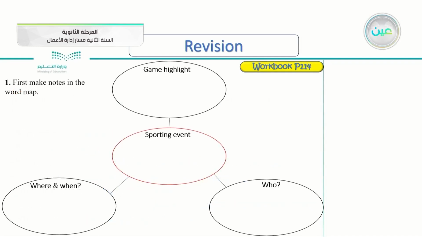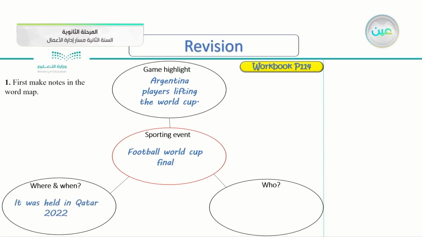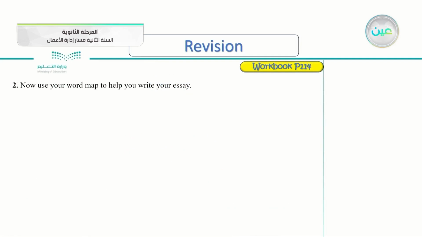So I made here, first make notes in the word map: sporting event, game highlight, who and where and when. So the sporting event is the Football World Cup final. Game highlight, Argentina players lifting the World Cup. Where and when? It was held in Qatar, 2022. Who? Between France and Argentina.